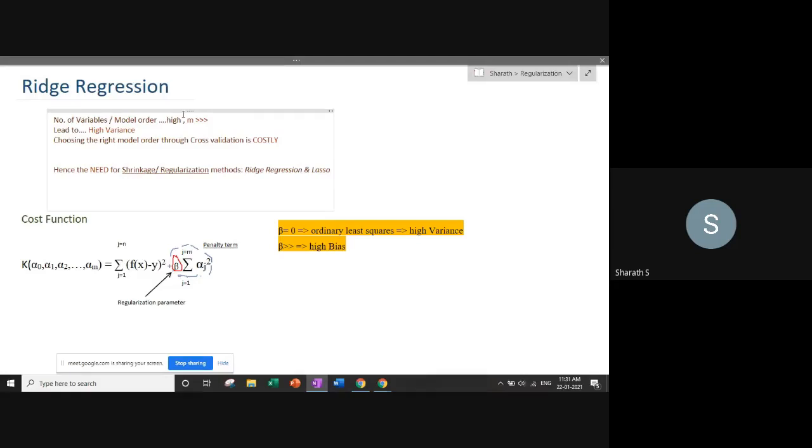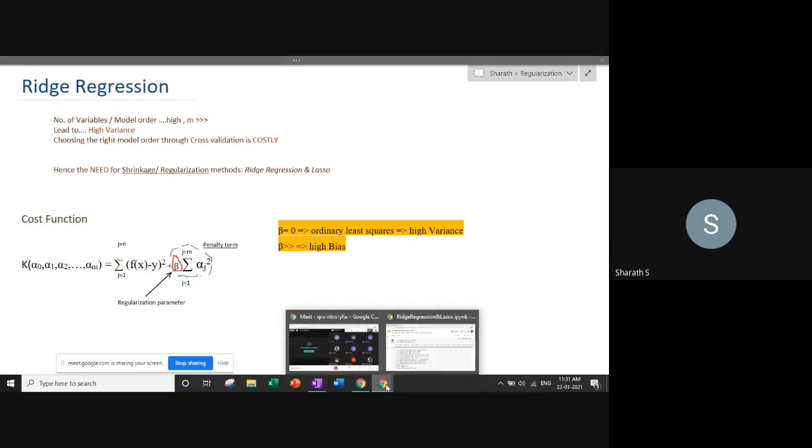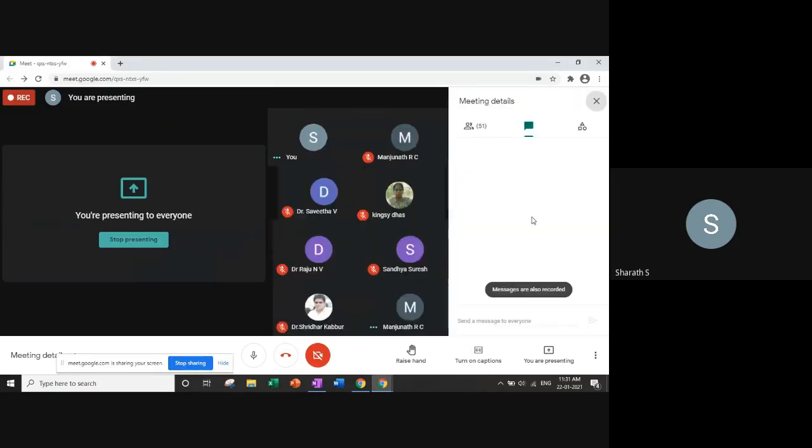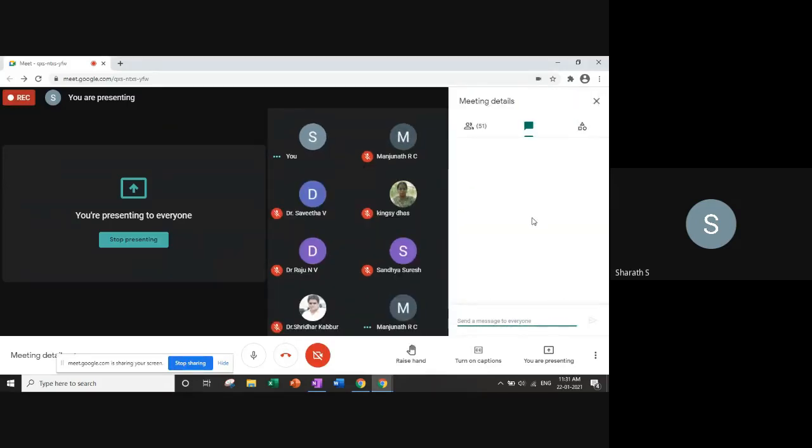Doubts in yesterday's sessions in NumPy, then related to scikit-learn's linear regression. Are there any doubts? There are no doubts. I'll proceed.